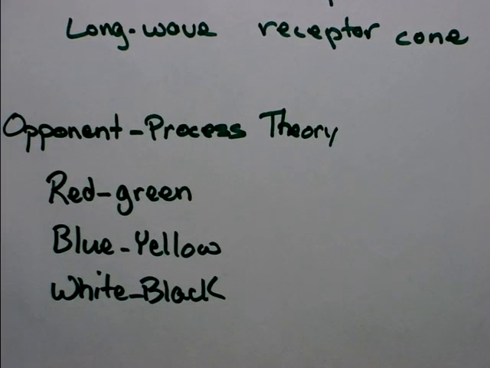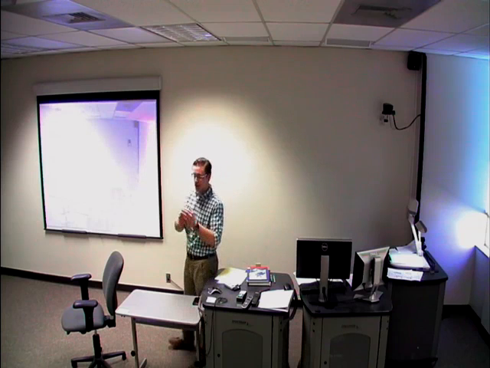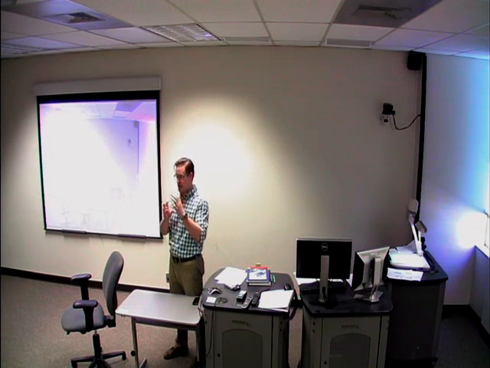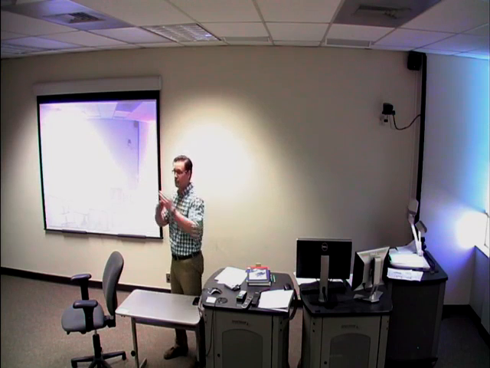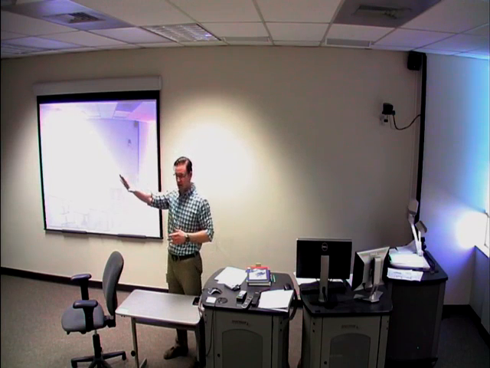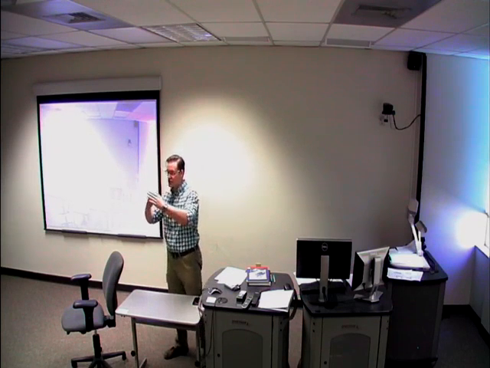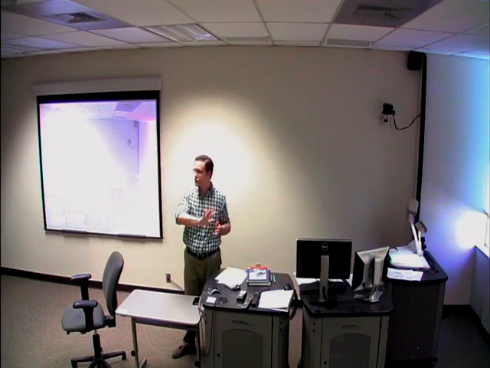With these processes, you can only perceive either or. You can only perceive red or green, okay? So what happens is if a particular ganglion cell has activation above a threshold, you see red. If it has activation below a threshold, you see green.